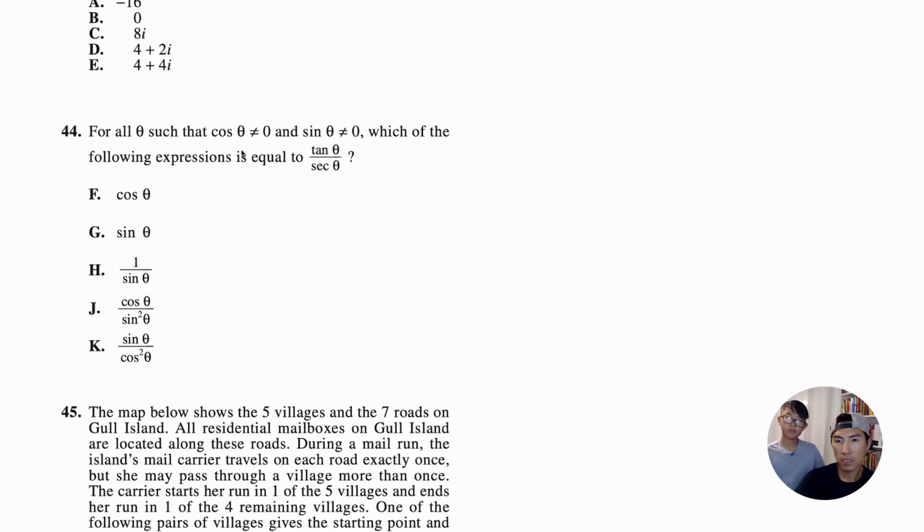For all such theta such that cosine theta does not equal 0 and sine theta does not equal 0, which of the following expressions is equal to tangent theta over secant theta? A couple of things you need to know to do this: tangent theta is opposite over adjacent. It's also sine theta over cosine theta. Did you know that? No. Okay, think about it.